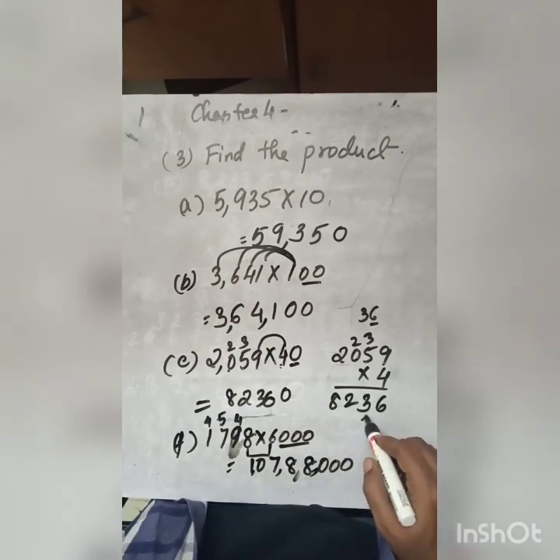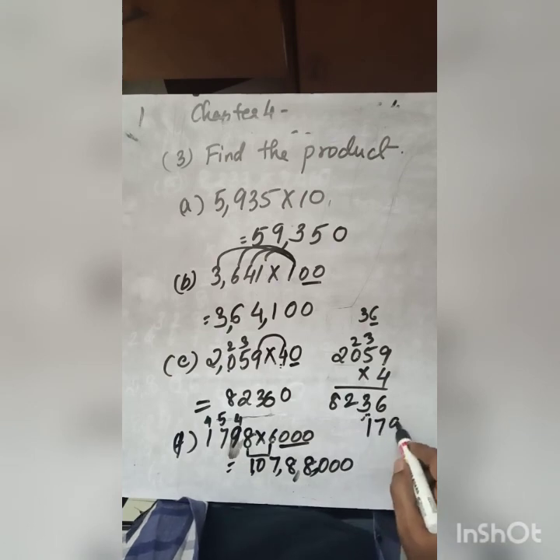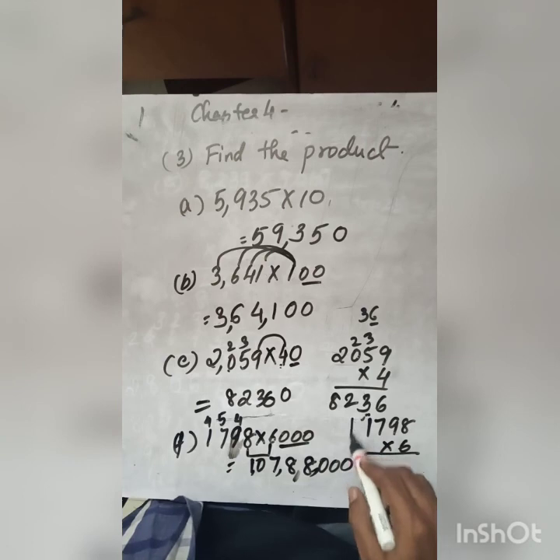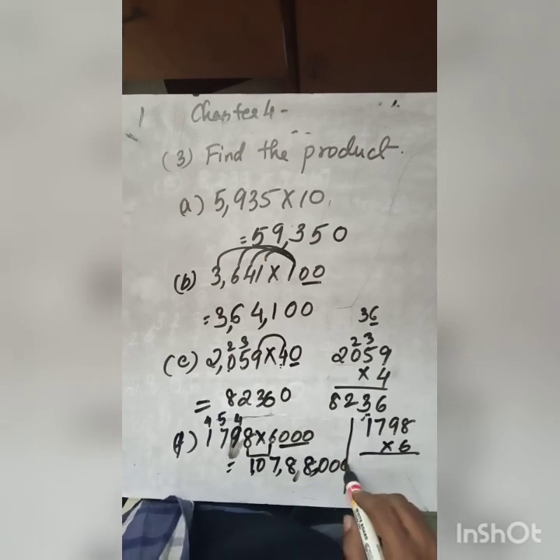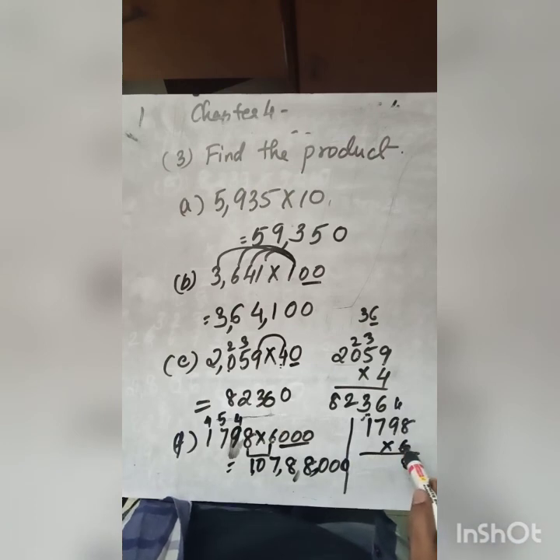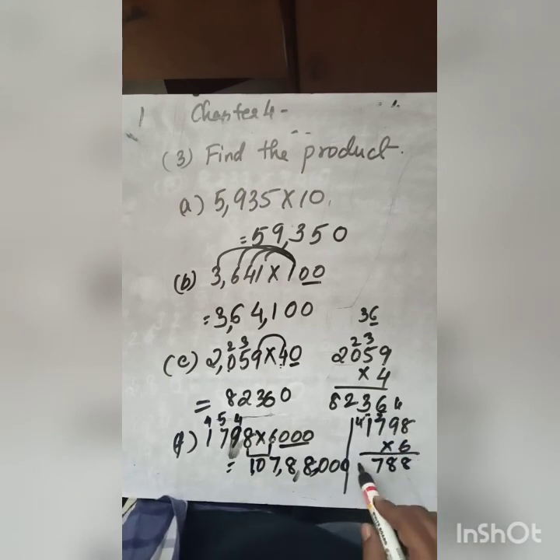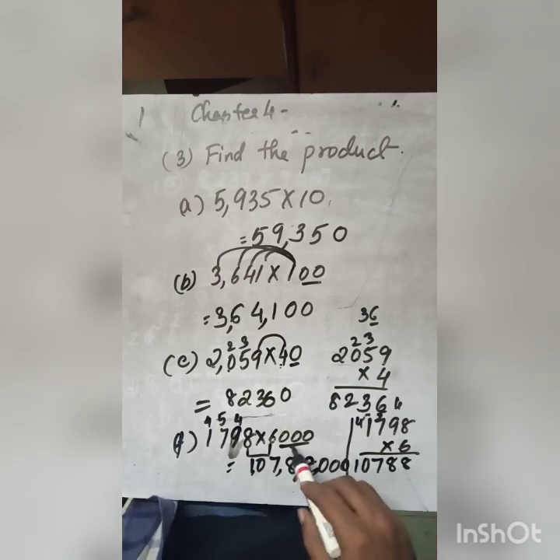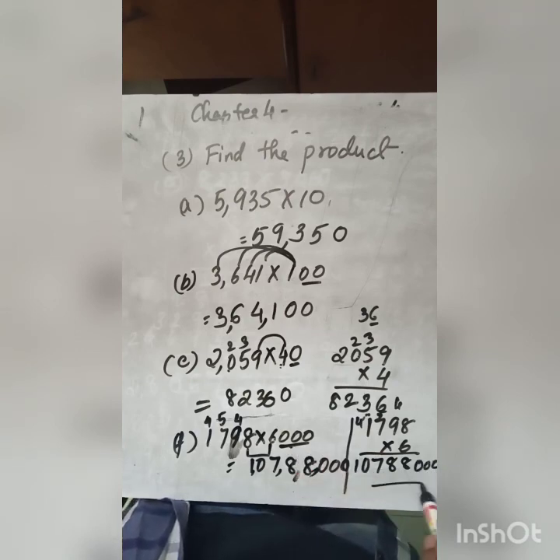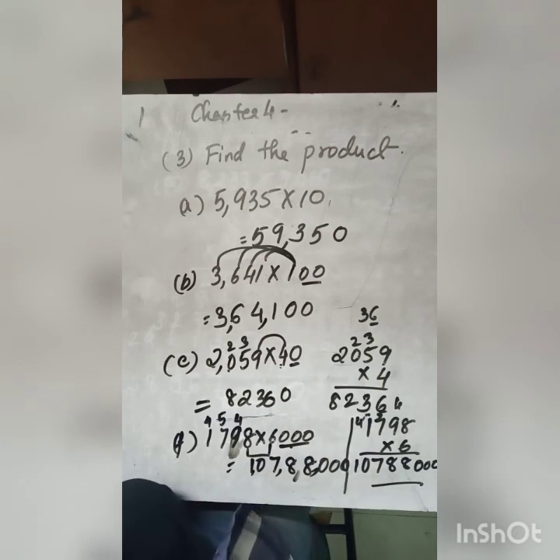This is one method. The second method is you can do a rough work, that is 1798 into 6. 6 8s are 48, 4 carry, 6 9s are 54 plus 4, that's 58, 5 carry. 6 7s are 42 plus 5 is 47, 4 carry. 6 1s are 6 plus 4 is 10. And 3 zeros, so I'll add 3 zeros. So whichever method you find easy, you can go on and make sure you do it.